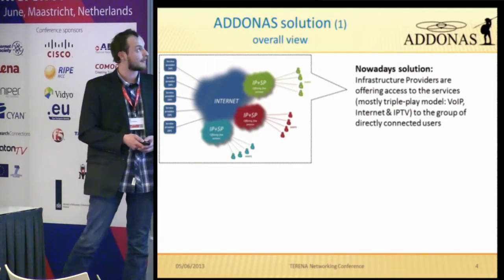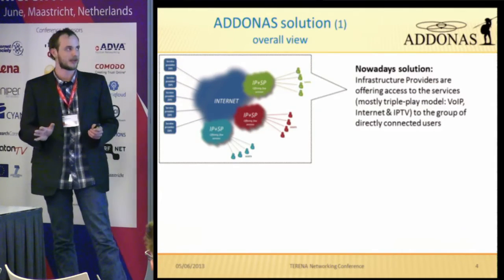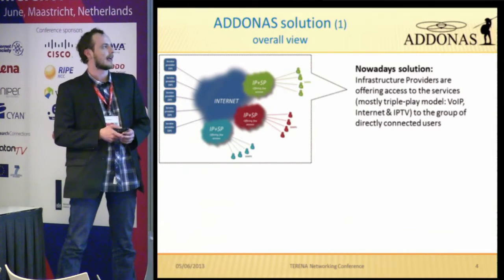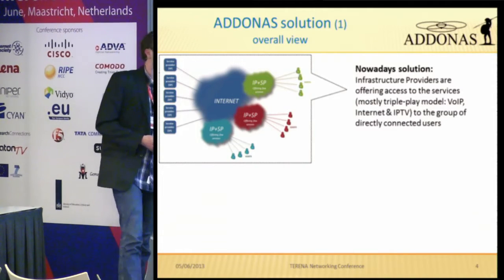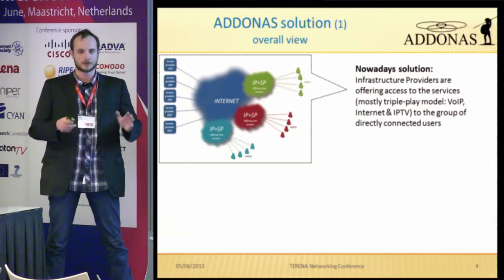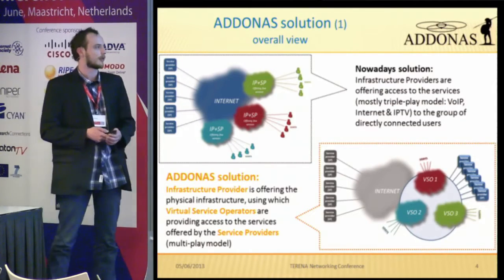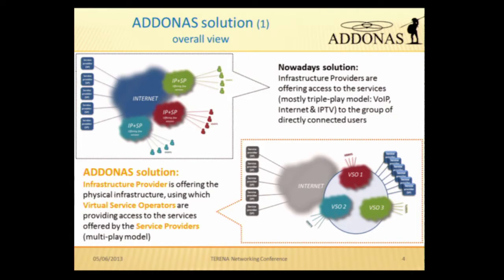In the solution that exists nowadays, we have multiple infrastructure providers in the metro area, which are offering access to the services, but we are mostly faced with the triple play model where an infrastructure provider can offer access to the VoIP, internet, and IPTV services to the group of directly connected users. In our solution, we are proposing having one infrastructure provider on the metro area network, which is offering access to the physical infrastructure, using which virtual service operators might have a slice of these resources, and providing access to the users for services provided by the service operators.